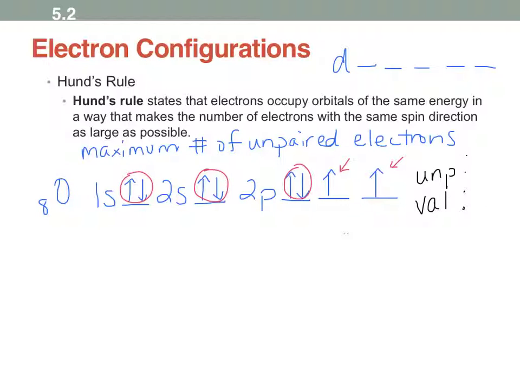Okay, so valence. So unpaired electrons, we've kind of said, it's this one and it's this one right here. This element, oxygen, has 2 unpaired electrons. But if I wanted to look at the valence electrons, the definition of valence electrons is the maximum amount, or the electrons that are found in the outermost energy levels. So right now, you have electrons in level 1 and level 2.